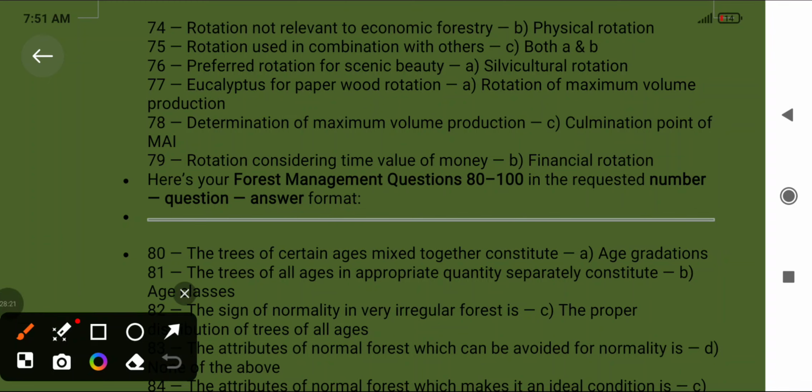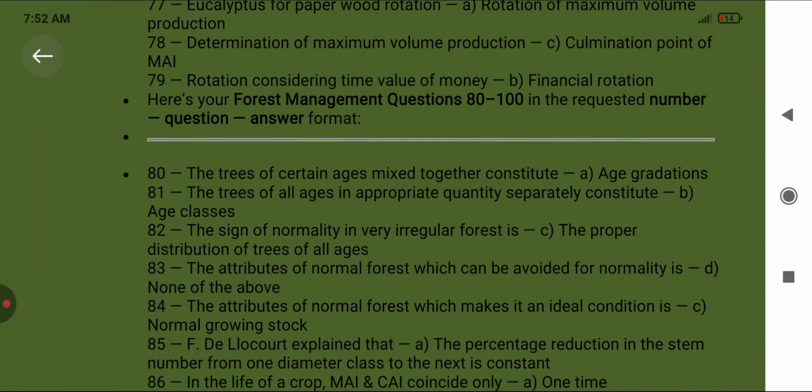Rotation is not relevant to economic forestry. Physical rotation is used in combination with others. Preferred rotation for scenic beauty, silviculture. Eucalyptus for paper wood, rotation of maximum volume production. Determination of maximum volume production: culmination point of MI. Rotation considering time value of money is financial rotation.